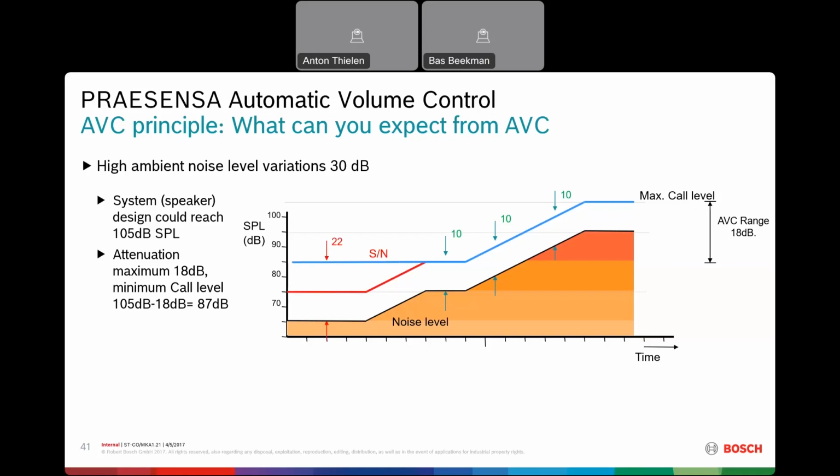And then at the left side, it can be the high level during the low ambient noise level that would be perceived as high, the 22 dB, but that's not something which you can avoid here. The noise level variation is here again this 30 dB.